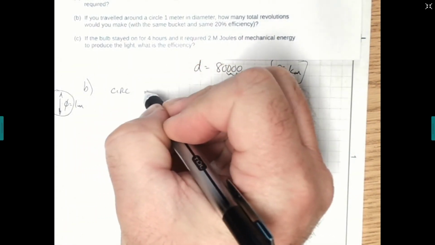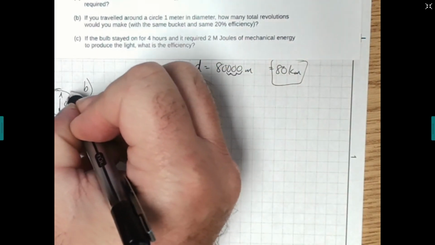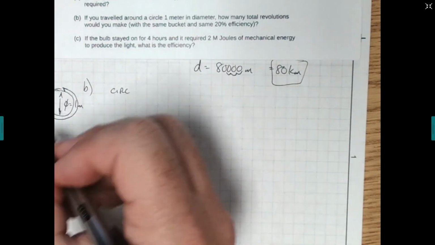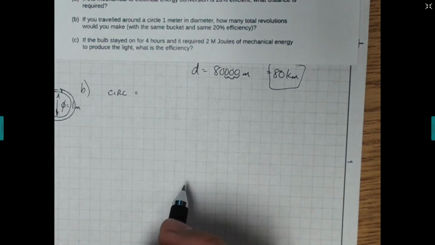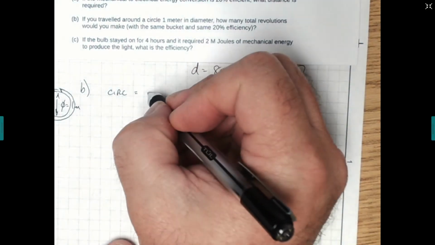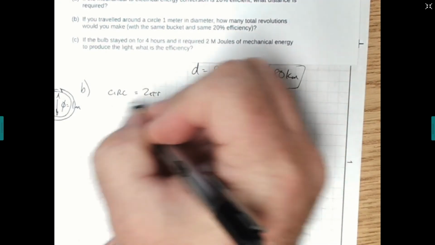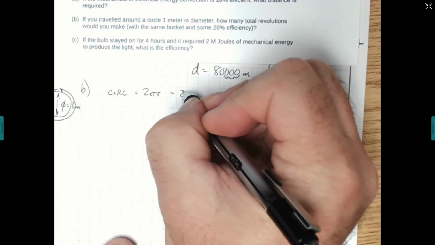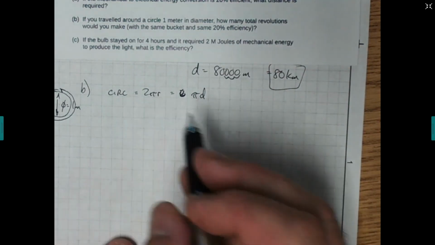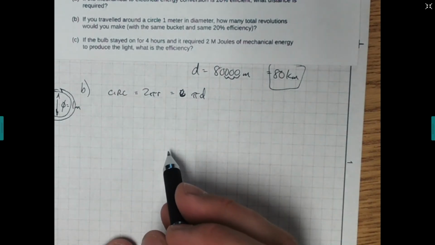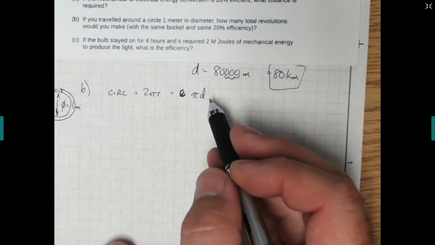If we know the circumference of the circle, if the diameter is 1 meter, how far is it all the way around? Because that's how far the rope is going to go for each revolution. So the circumference, we have to think back, what was circumference? It was pi times diameter. 2 pi r, but we don't have the radius, we have the diameter, so that's the same as pi times diameter. We want to know how far around that thing is. The diameter is just 1, so that kind of just goes away.